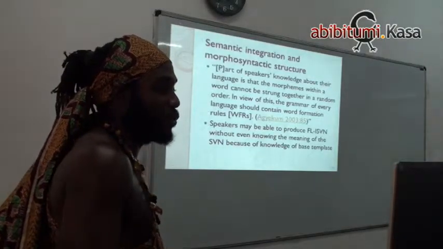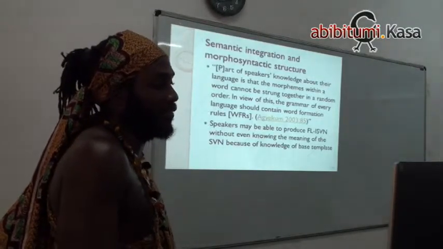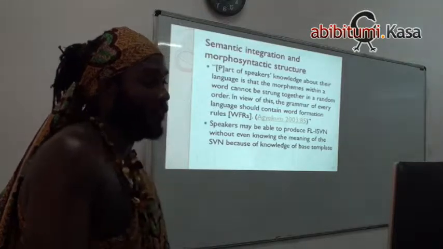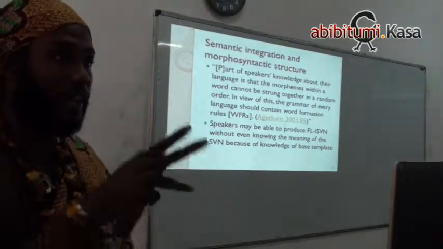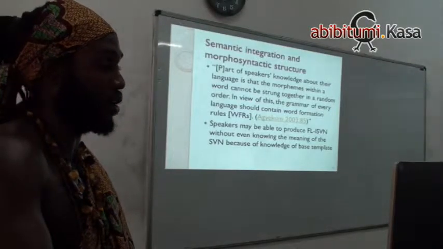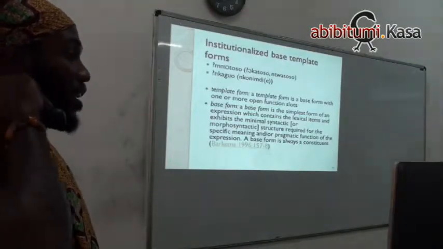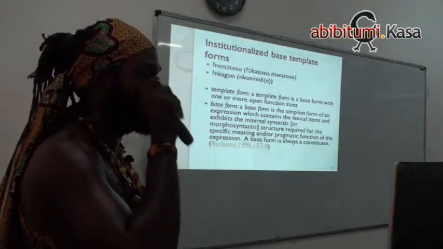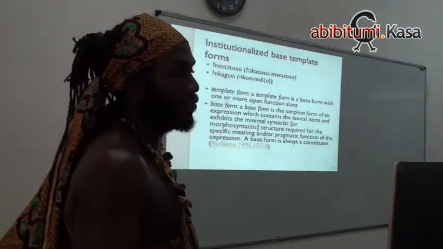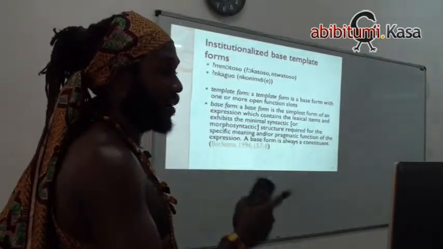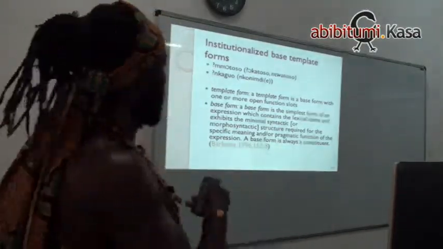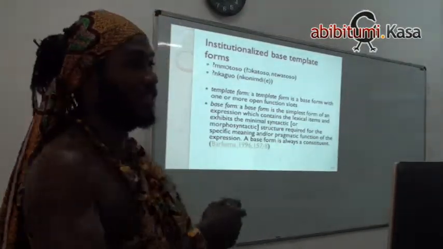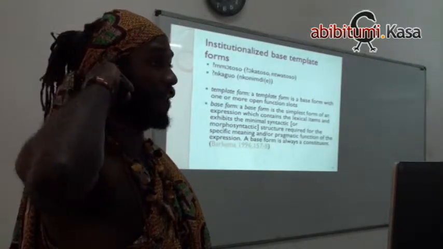Speakers may be able to produce FLISBCNs without even knowing the meaning of the SVN because of knowledge of a base template. Now the template is letting you know the slots that are possible and available in the language. So an example of this was motoso, which translates to the same thing as intratuso, which is false accusation. This was attested in Cristala's dictionary from 1875.